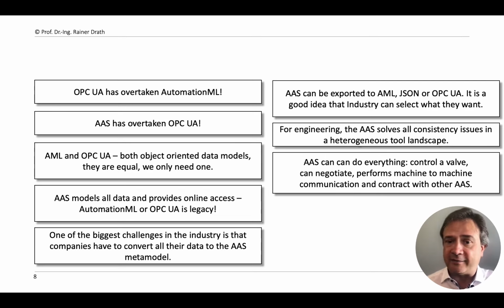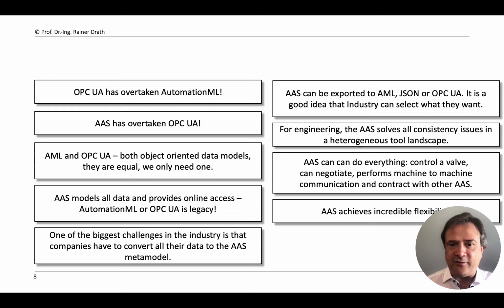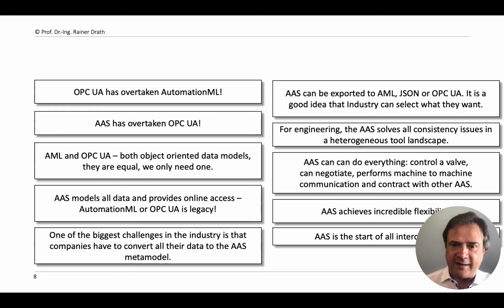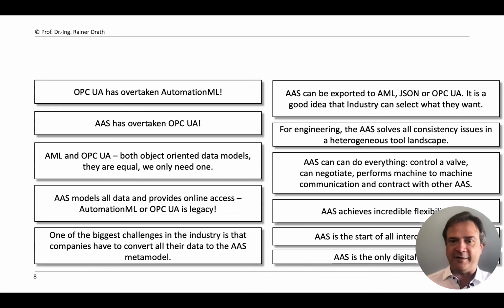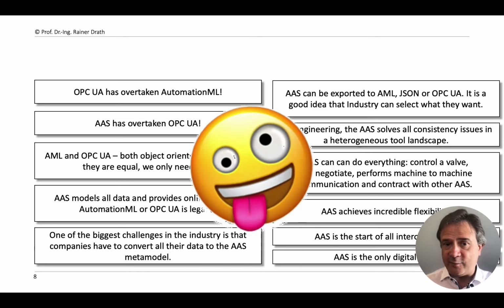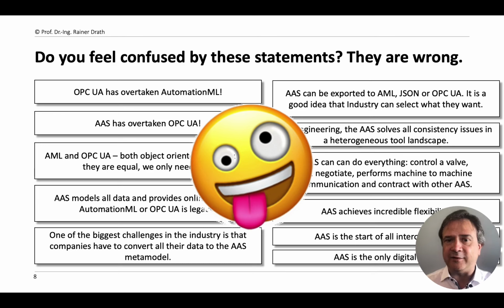And by the way, the AAS can do everything: control evolve, can negotiate, perform machine-to-machine communication, and can contract with other AAS. And it achieves incredible flexibility. And it's a start of all interoperability at all. And it is the only digital twin. Have you heard one of these messages? They are all wrong. Please don't be confused by these statements. They are wrong, and I want to clarify how it should work together.